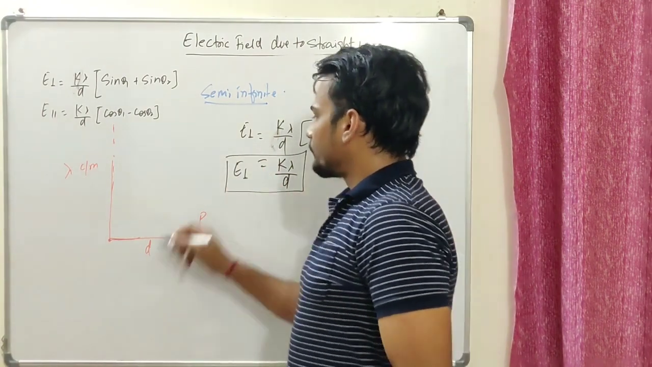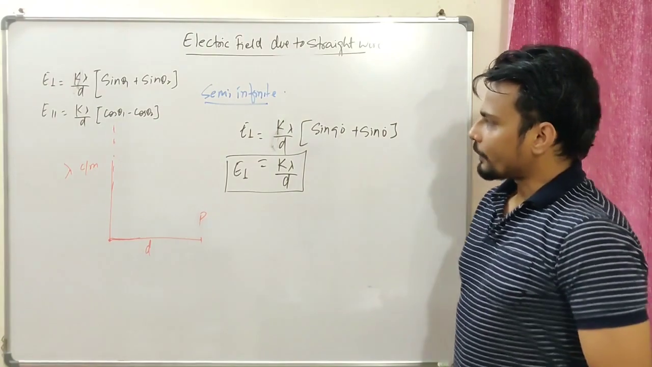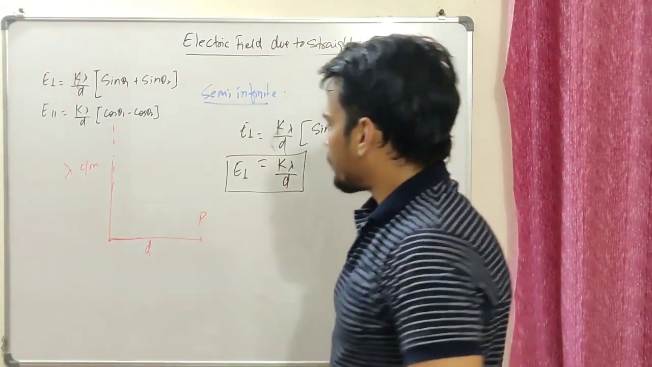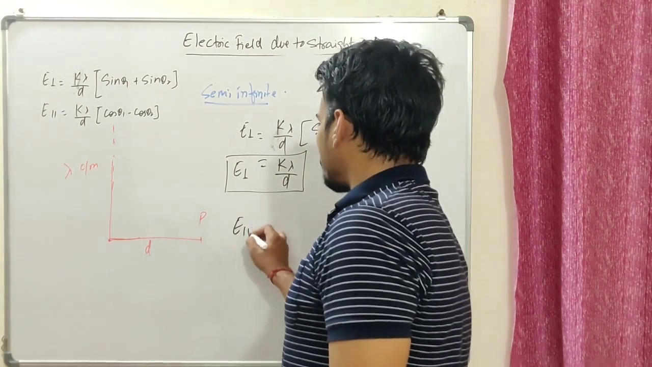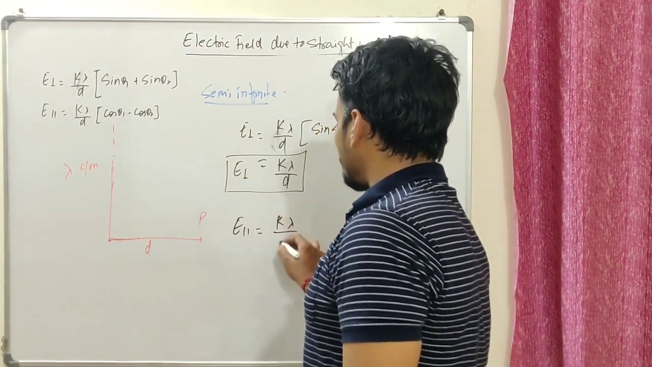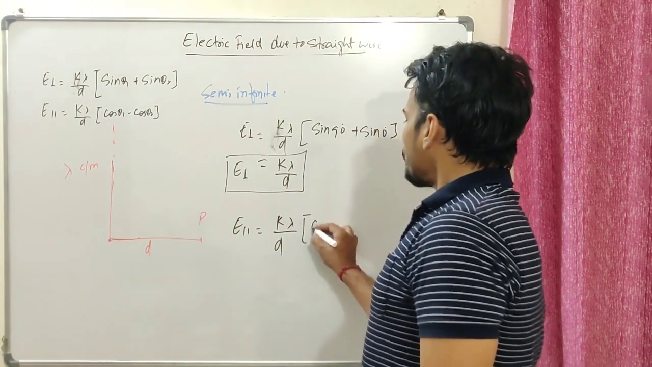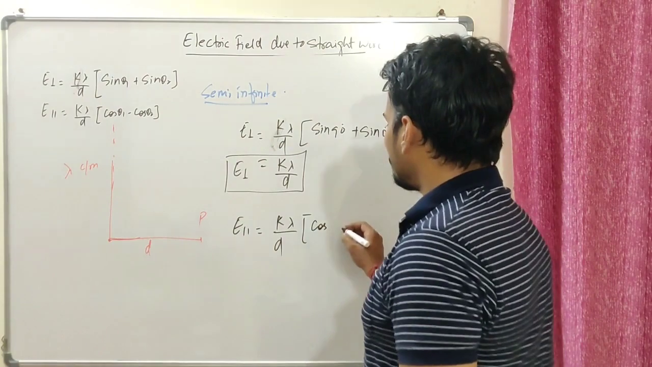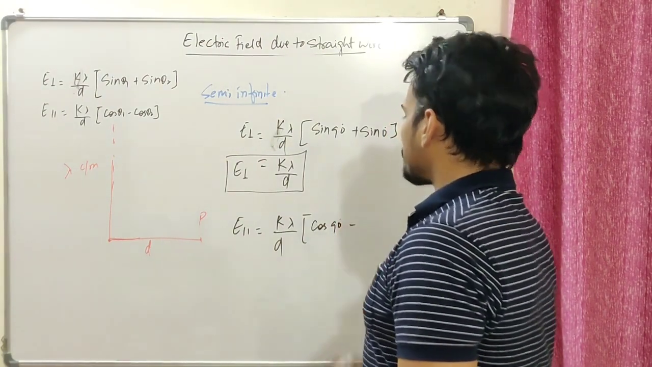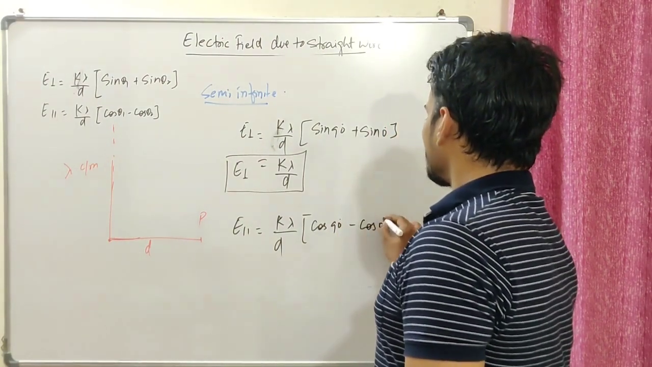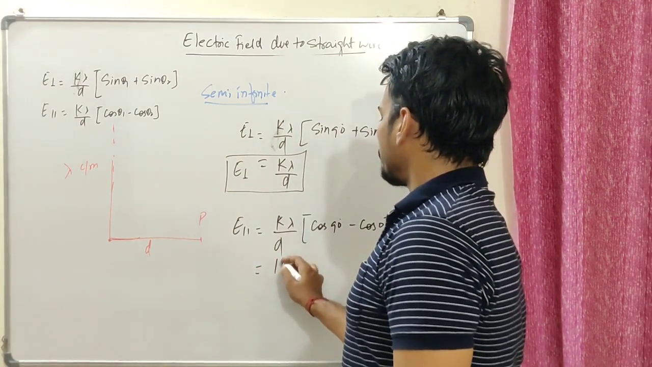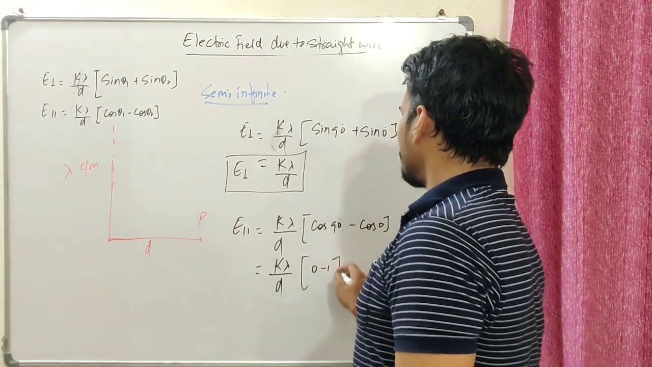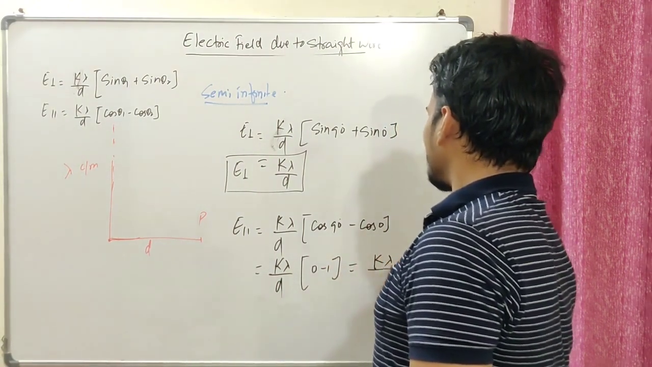So the electric field perpendicular part because of the straight semi-infinite wire, that should be how much? E perpendicular is K lambda by D. Now let's talk about the E parallel part of that. That should be again K lambda by D times cos of theta 1, let's say 90, cos 90, minus cos of theta 2, cos 0 degrees. I'm going to have K lambda by D times 0 minus 1, so I'm going to have minus K lambda by D.